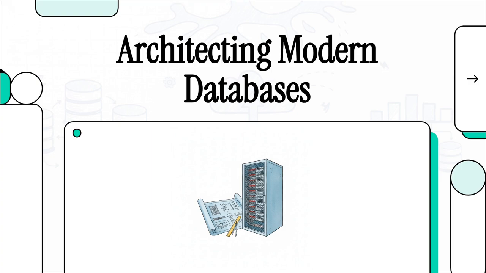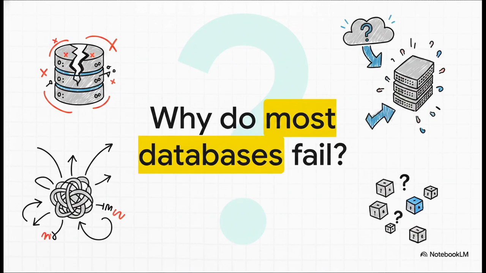Okay, let's dive into this. I want to kick things off with a bit of a provocative question for you all. Why do most database systems actually fail? When systems completely crash under heavy load, or when data suddenly becomes corrupted, it is rarely just because someone wrote bad code. Almost always, it comes down to a poor foundational architectural design and data anomalies that were just completely ignored. And well, that's exactly what we're here to fix.